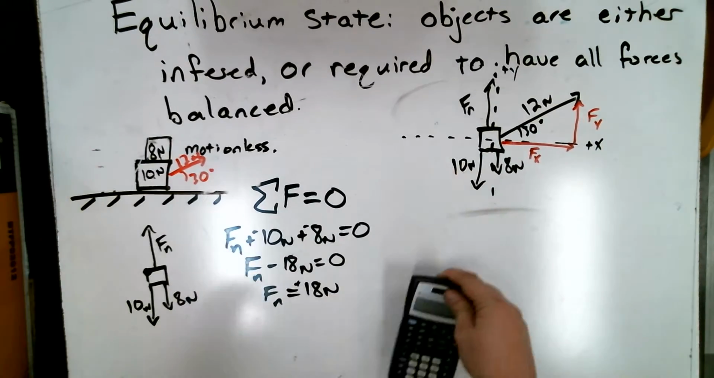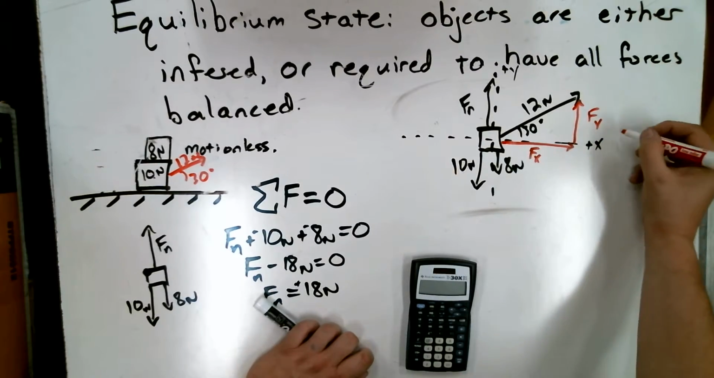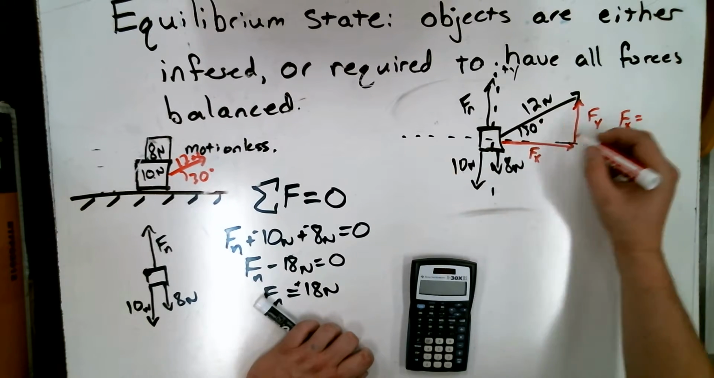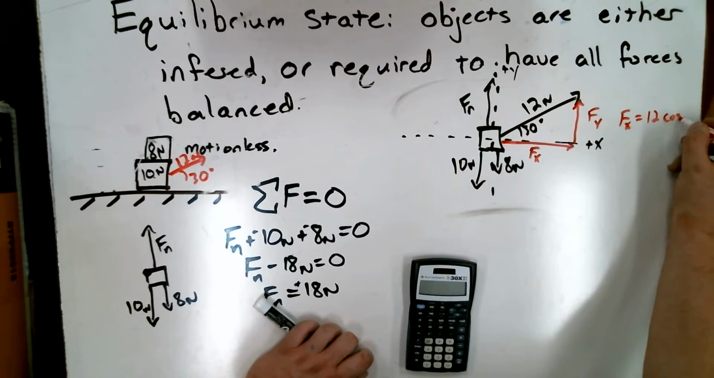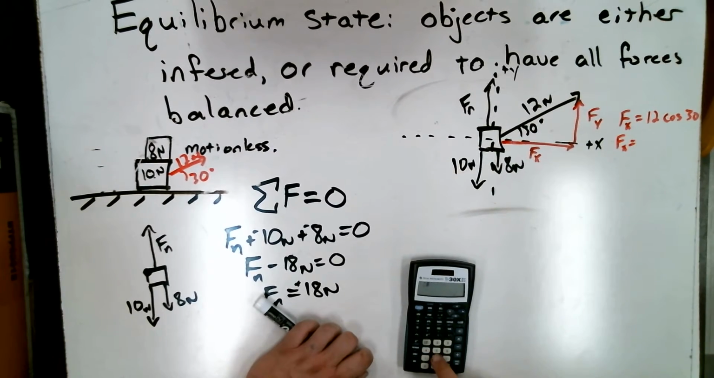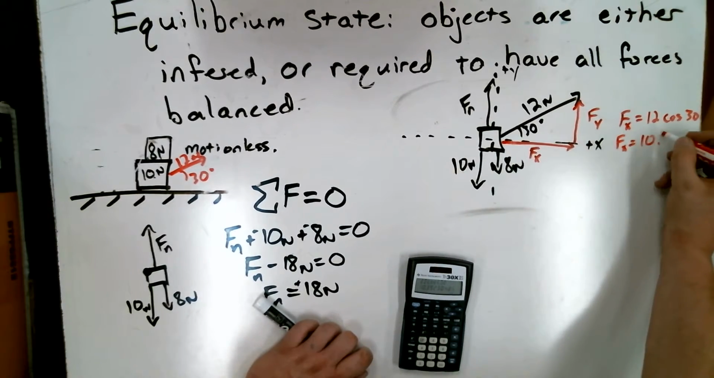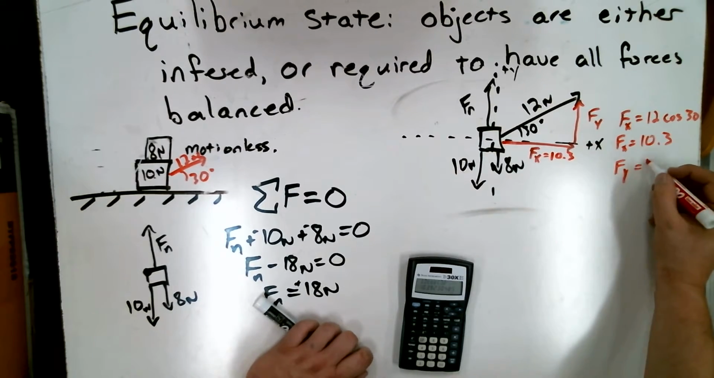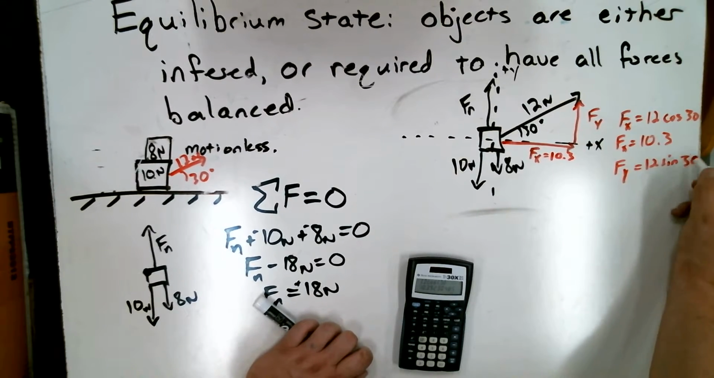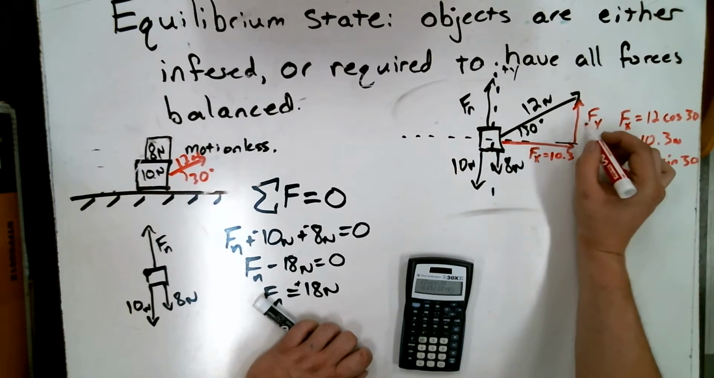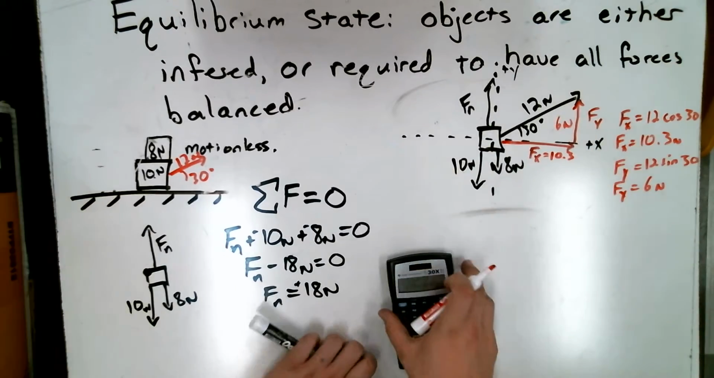I'm going to do the math off to the side here real quick. My x-axis is going to be 12 cosine 30. So in the x direction, that is going to be 10.3. And in the y direction, that is 12 sine 30, or it is going to equal 6 newtons. So that's 6 newtons up.